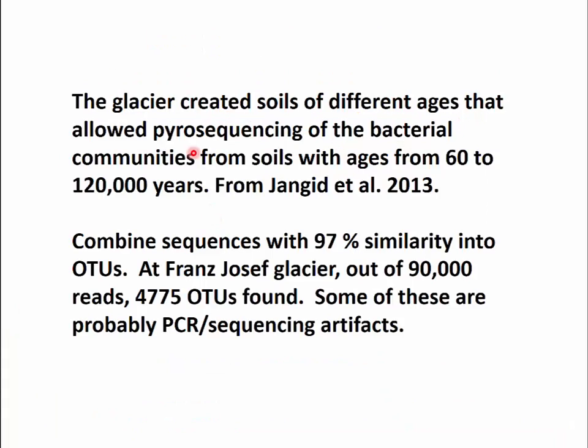And so the glacier created soils at different ages, and this allowed us to do pyrosequencing of the bacterial communities in the soil, using the RNA gene libraries to look at the composition of the communities. And we had soils from 60 years of age to 120,000 years of age. At that time, the common thing to do was to take all these sequences we get and combine the sequences with 97% similarity to each other, and these would be called OTUs. The idea is that these are closely related, and so presumably they share a lot of phenotypic properties and similar distribution. So at the Franz Josef Glacier, out of 90,000 reads, we found about 4,700 OTUs. And while probably some of these are sequencing artifacts, probably most of them are real.